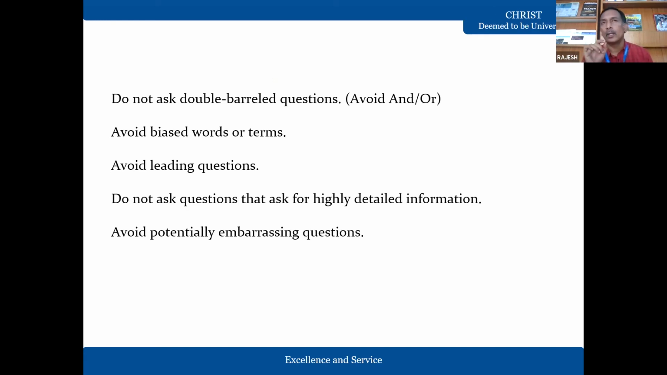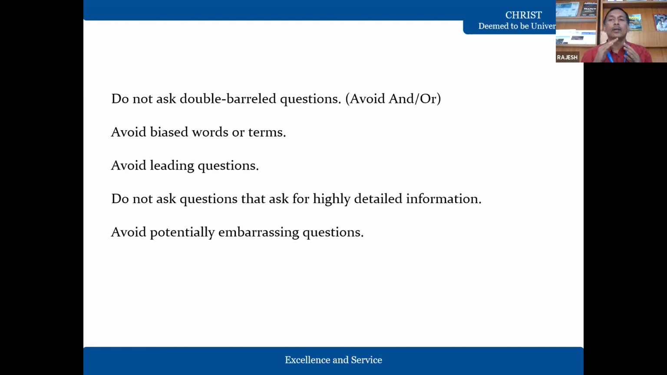Don't ask double-barreled questions. That means please don't include the word 'and' or 'or' in any question. For example, do you find this government effective and corrupt? Now, these are two variables, effective and corrupt, two factors. I might think the government is effective in certain terms, but I think that the government is not corrupt. So I can't answer these two questions in one single question.